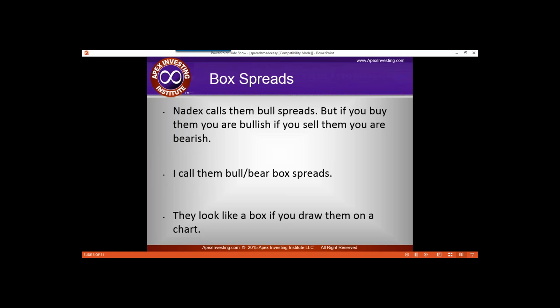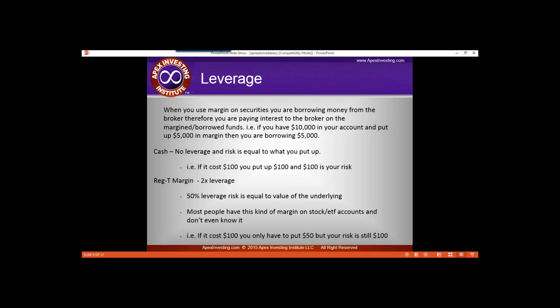Nadex calls them bull spreads, but if you buy them, you're bullish. If you sell them, you're bearish. Meaning if you buy, you're thinking the market's going up. If you sell, you're thinking the market's going down. We like to call them box spreads because if you draw them on a chart, they kind of look like a box.